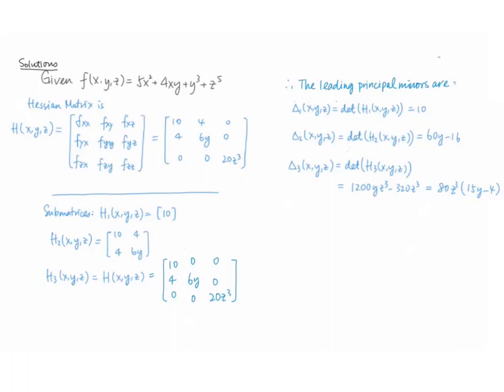And the last submatrix we are interested in is a 3 by 3 submatrix taken from the Hessian matrix. But since the Hessian matrix itself is a 3 by 3 square matrix, the submatrix H3 is also the Hessian matrix itself, which is this one. Now we would like to compute the corresponding determinants of each of these submatrices. The leading principal minors are the values of all these corresponding determinants, and we have the following results.